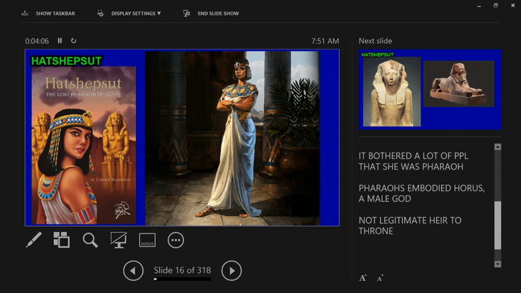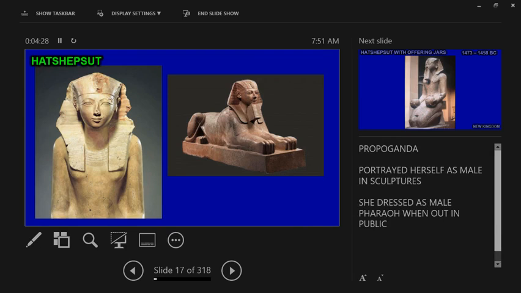But it bothered a lot of people that she was pharaoh. And pharaohs embody Horus, a male god. So there were a lot of people that didn't think she was legit. So she goes on a propaganda campaign, and she portrays herself in sculptures as male.